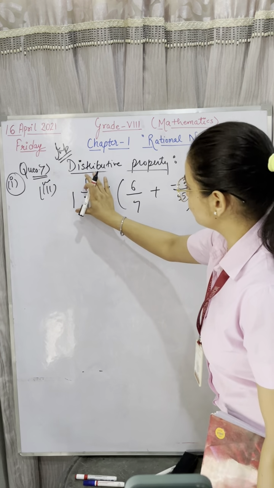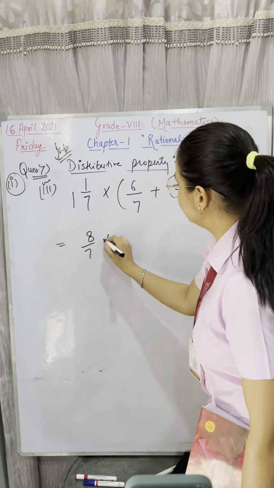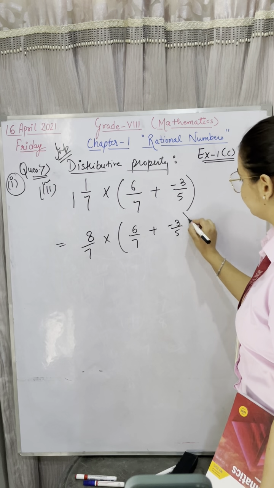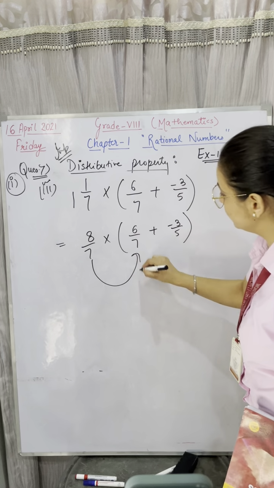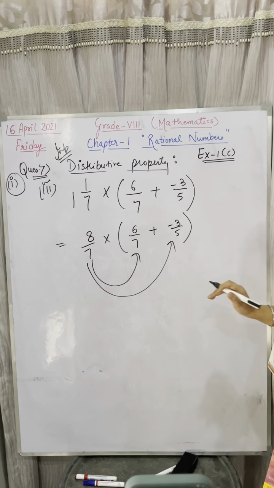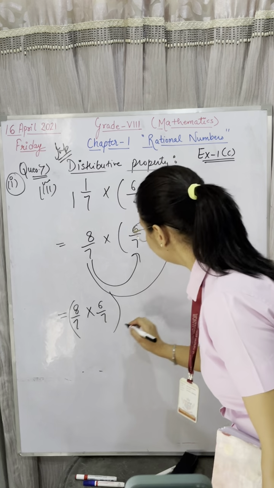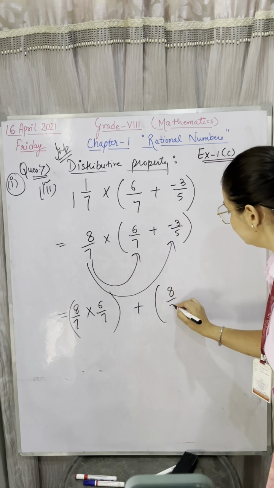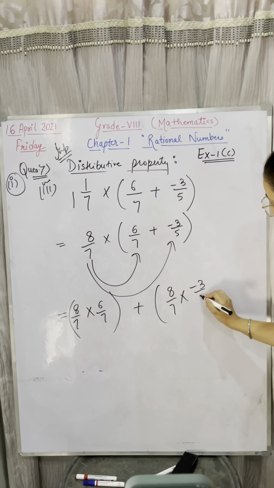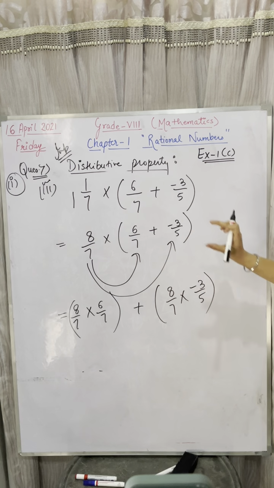First of all, open the mixed fraction. 7 ones are 7 plus 1, 8 upon 7, multiplied by 6 upon 7, and plus minus 3 upon 5. Now you have to multiply the first fraction with the first fraction and with the second fraction. So 8 upon 7 multiplied by 6 upon 7 in one bracket, plus 8 upon 7 multiplied by 3 upon 5. If this term is negative, write it as negative. If this term is positive, write it as positive.